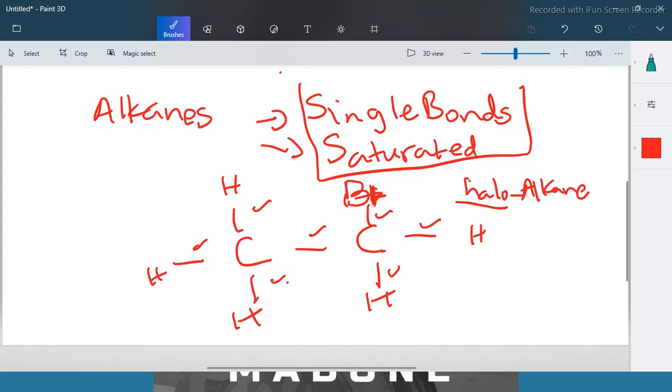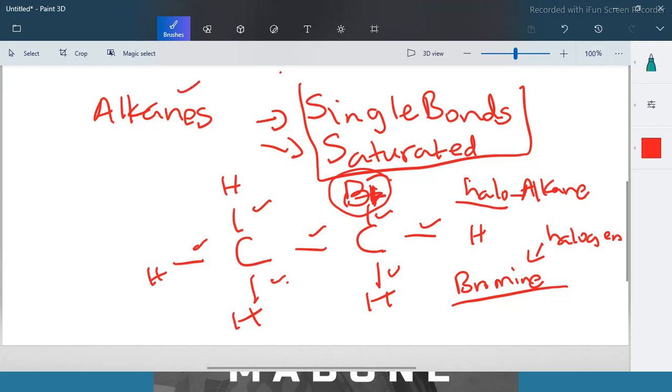Now, this is a haloalkane, guys. Why? Because where there was my hydrogen, I now have bromine. Go to your periodic table and check the position of bromine. Which group does it fall under? It falls under the halogens. Hence, we have that. The single bonds are still there, guys. Don't get it twisted. The difference is that the single bonds are still there, but now we have a visitor, and this visitor is a halogen. Hence, we have a haloalkane.